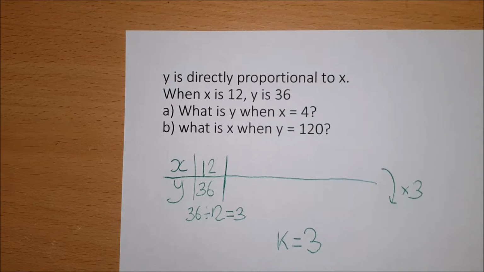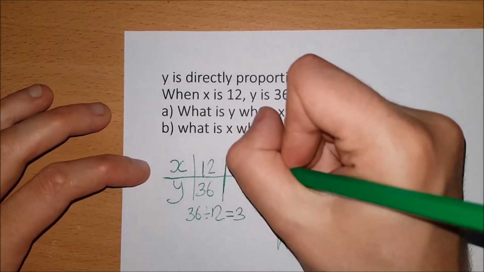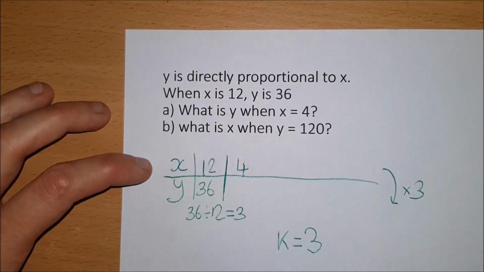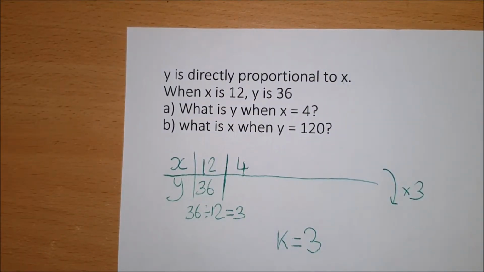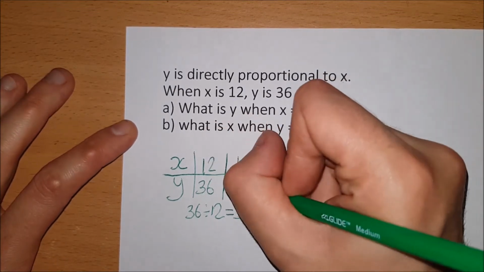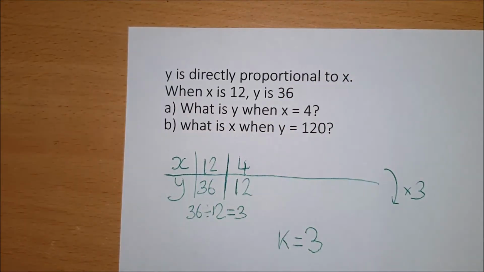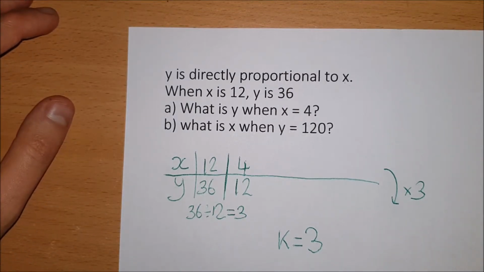So part A of this question says, what is y when x equals 4? Well, if x equals 4, we can just fill in 4 in our table as x. And because we're timesing by 3, any value of x, we just times by 3 to get the bottom. And 4 times by 3 is 12. So y must be 12 when x is 4.